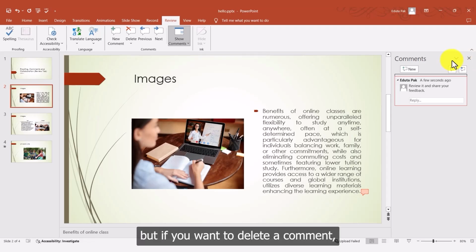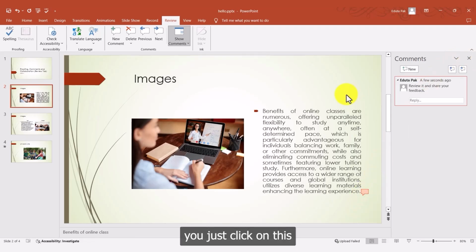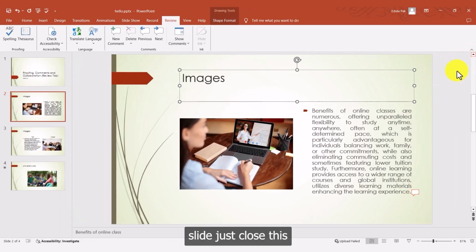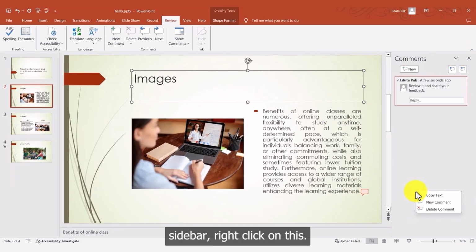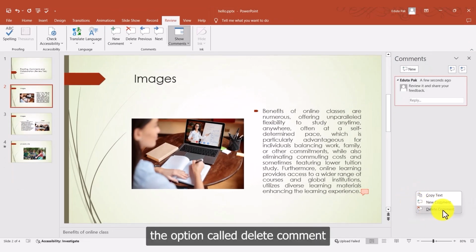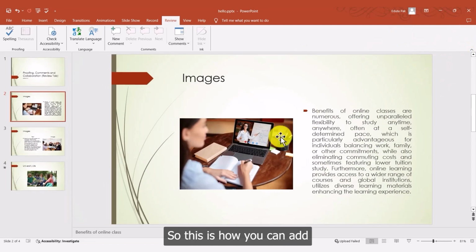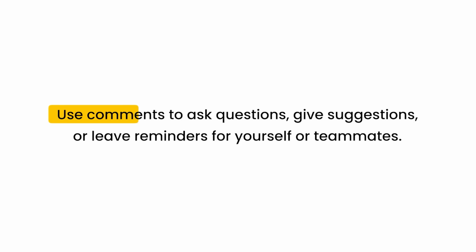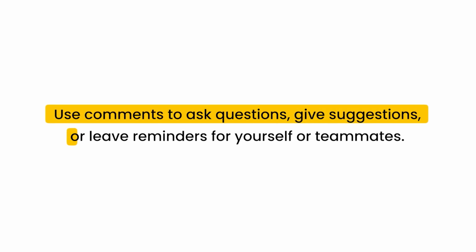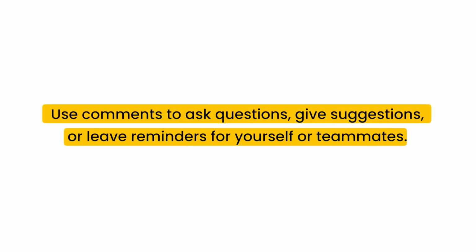But if you want to delete a comment, you just click on this slide, close this sidebar, right click on this, and here's the option called delete comment, or you can add a new comment as well. So if I just want to delete this, I go with this one, and now you can see there is no comment on this slide anymore. So this is how you can add or delete a comment in a Microsoft PowerPoint presentation. Use comments to ask questions, give suggestions, or leave reminders for yourself or teammates.